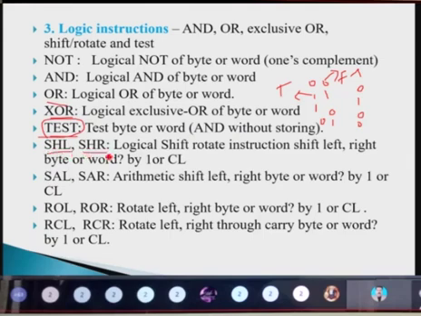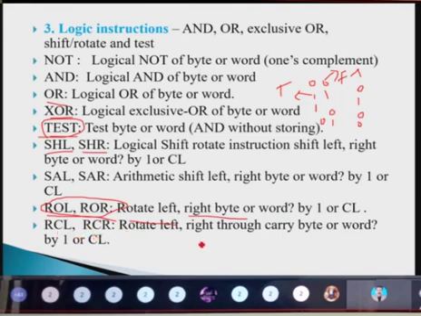And SHL, SHR, in the sense of shift left, shift right. So logical shift rotate instruction means shift left and byte or word. Okay, so SAL, SAR, which is nothing but arithmetic shift left and right, byte or word, where we are having the carry left over. And this instruction ROR, which is used for rotate left, right, byte or word by one.